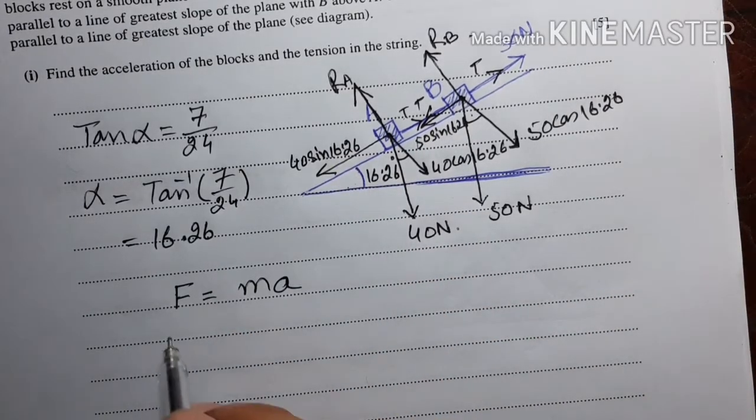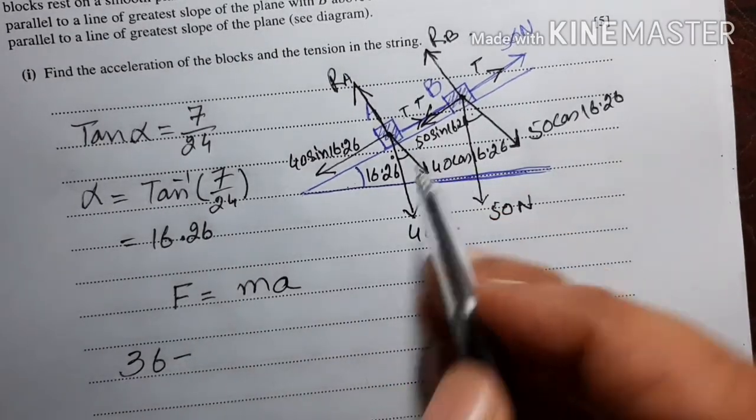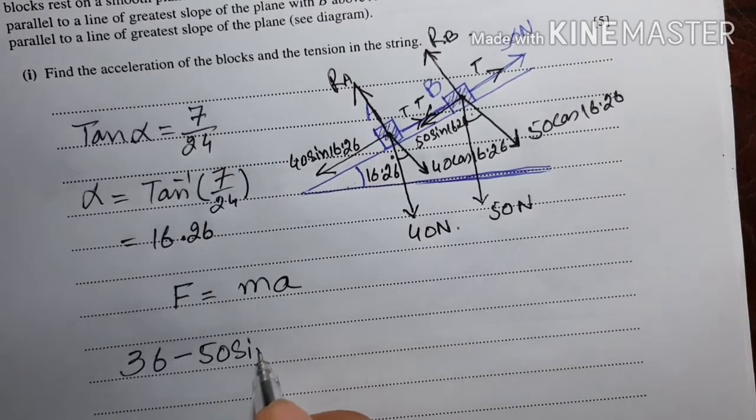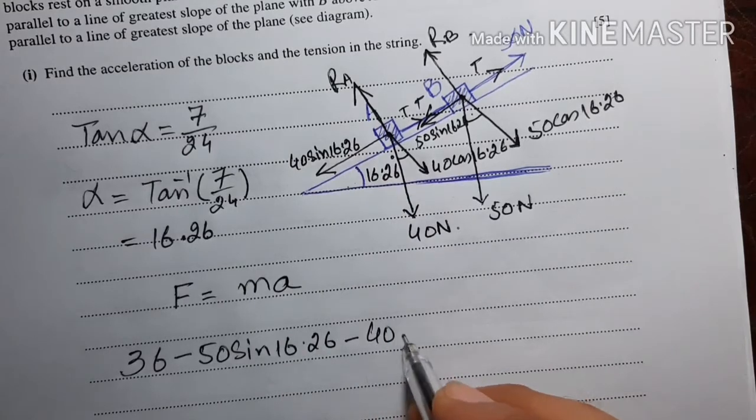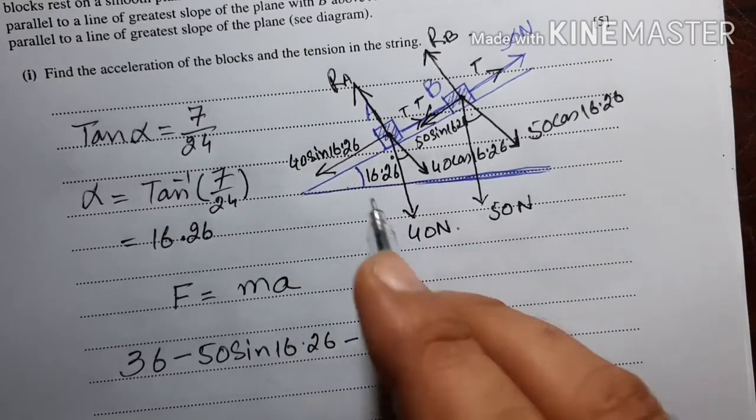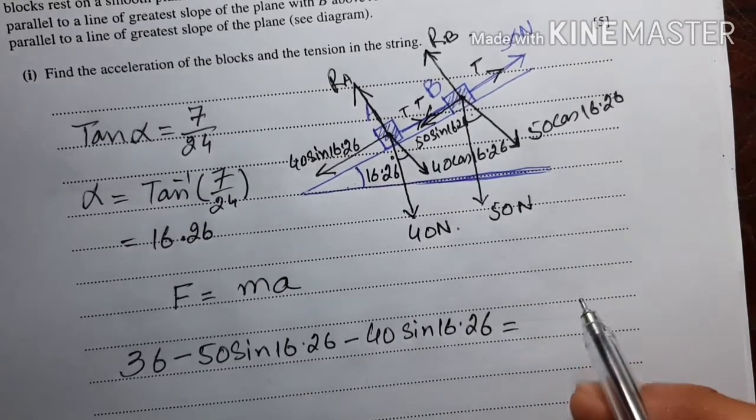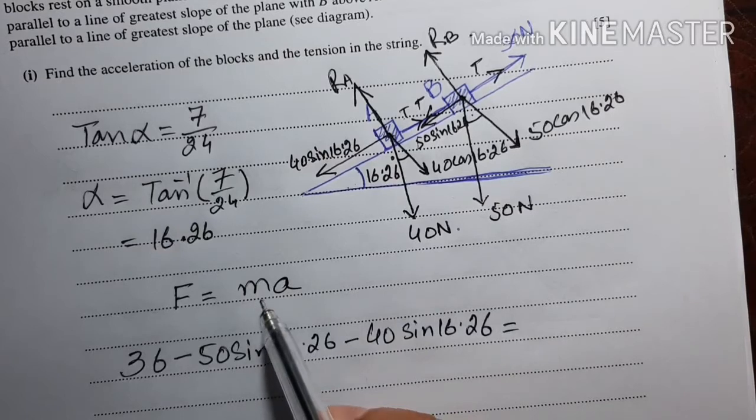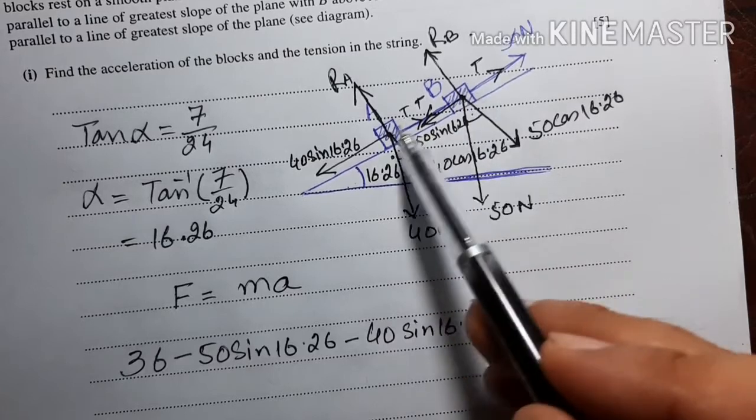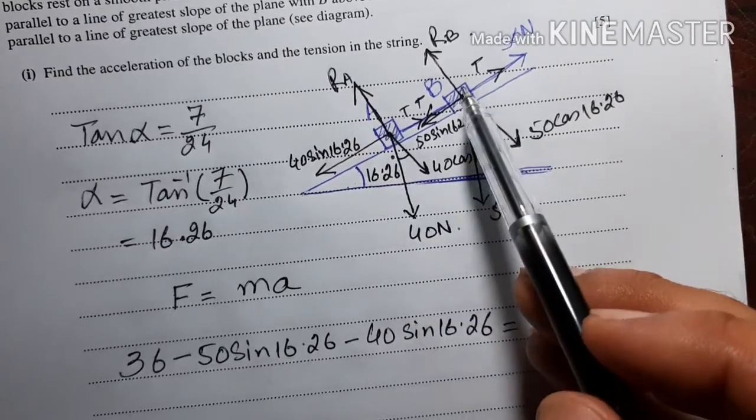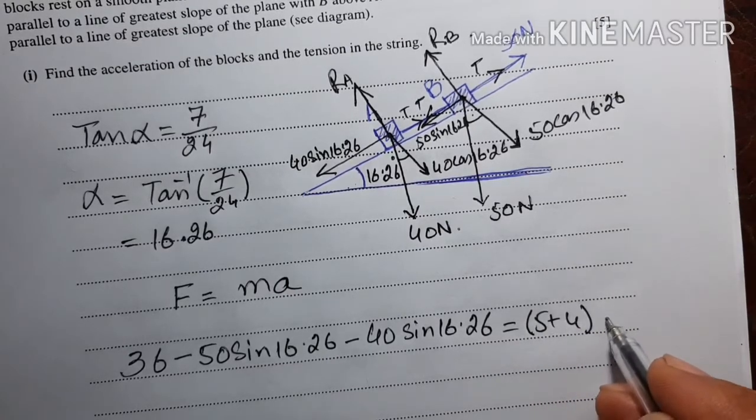So it will be 36 minus 50 sine 16.26 minus 40 sine 16.26 is equal to mass m times a. Mass means the total mass, because this force is pulling both blocks. So this got 4 kg, this got 5 kg. So this will be (5 plus 4) into a.